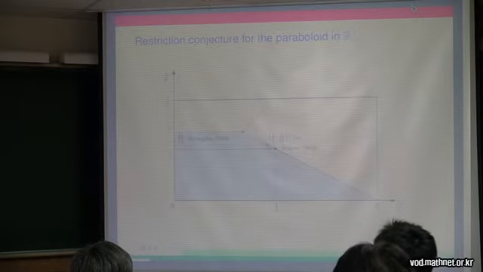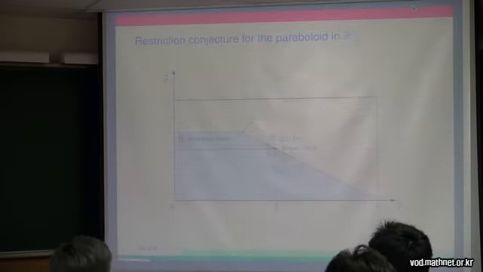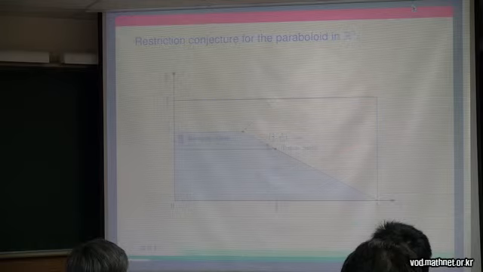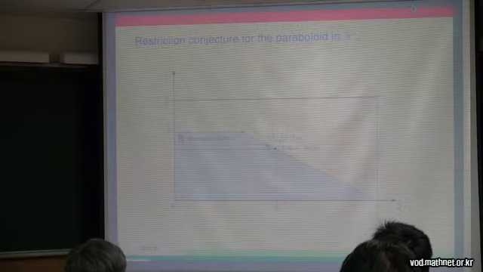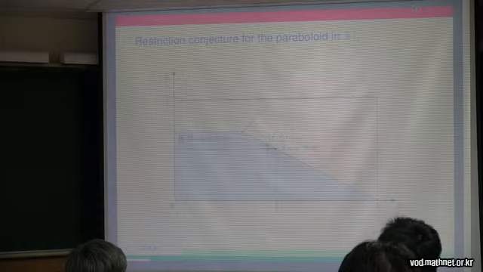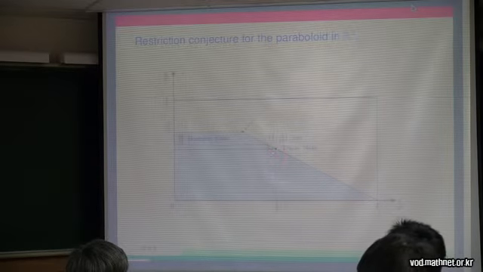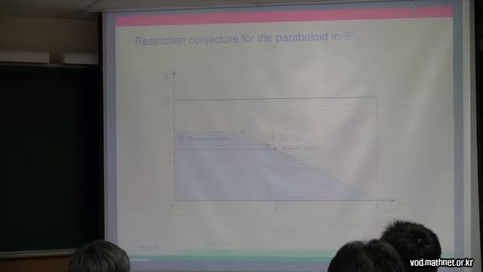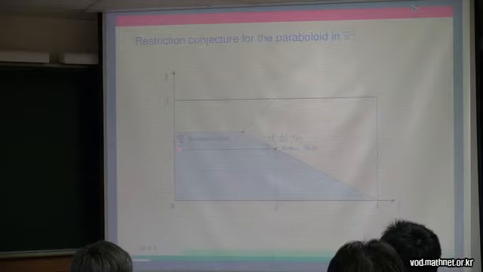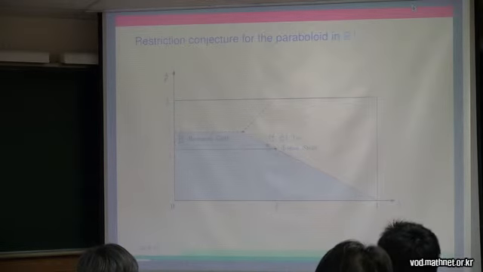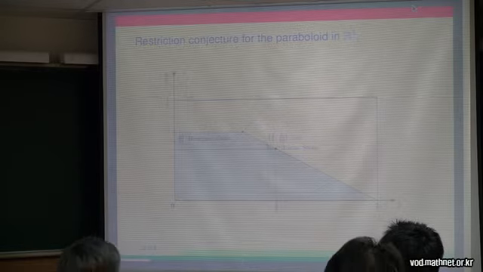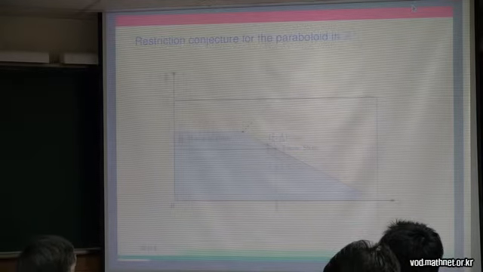Here are the latest results for the restriction conjecture for the paraboloid in R^3. I just drew the R^3 case only. So here is the Tomas-Stein estimate, and then the latest result by Bourgain and Guth. The dark area is the conjectured range. So there is still a lot of area that remains.